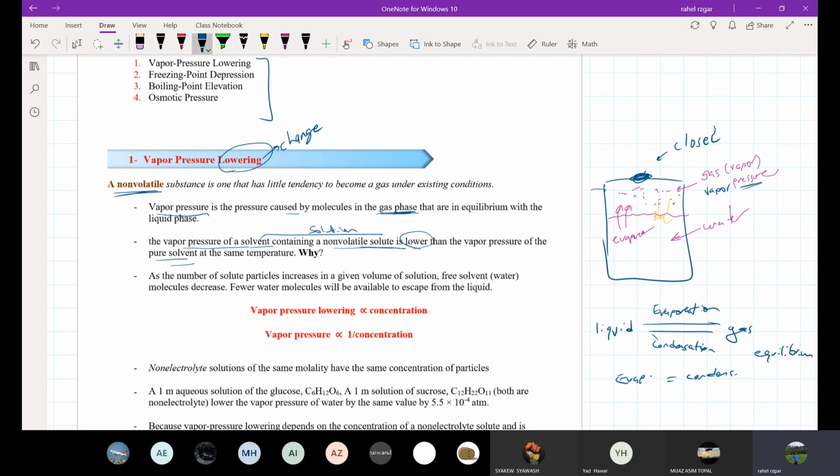How is it lowering? By increasing concentration. Why? Because as the number of solute particles increases in a given volume of solution, free solvent water molecules decrease.